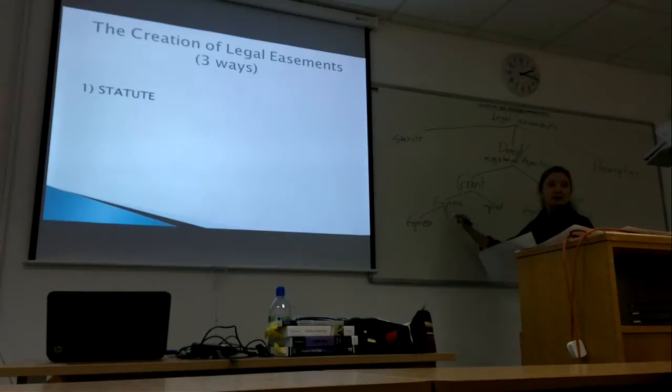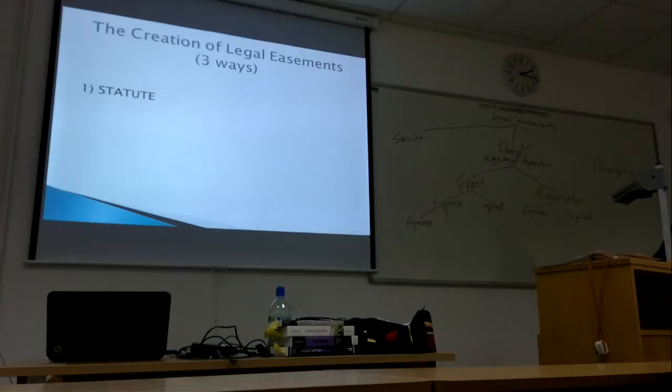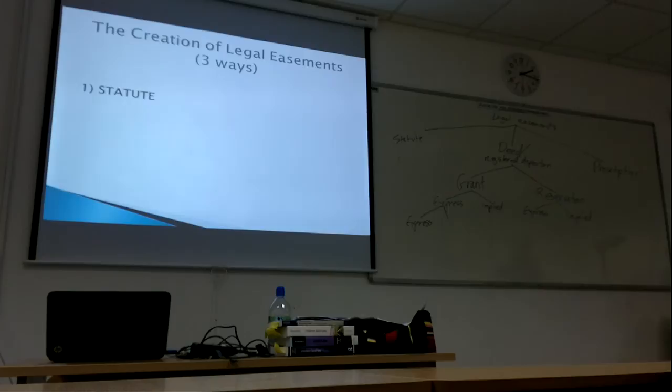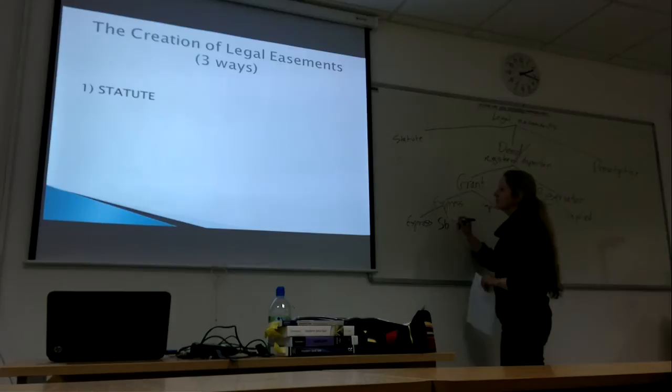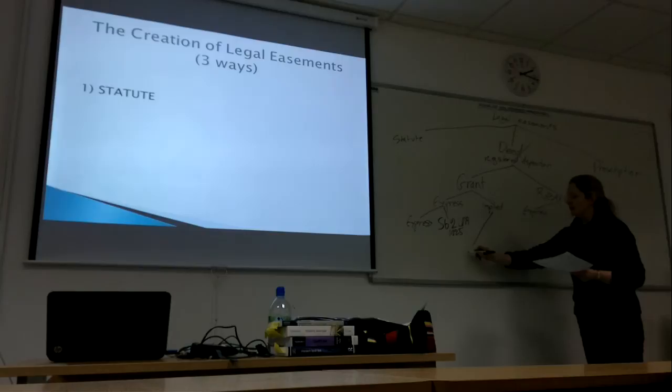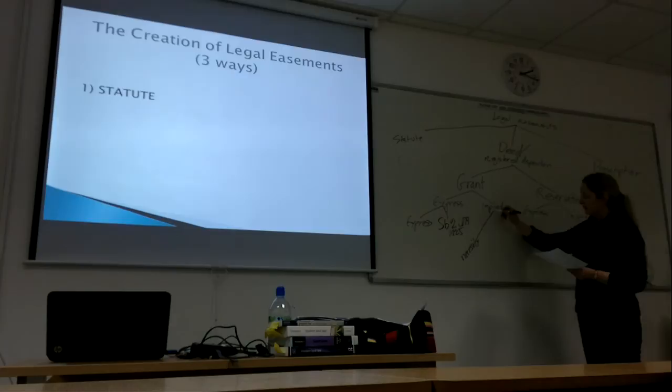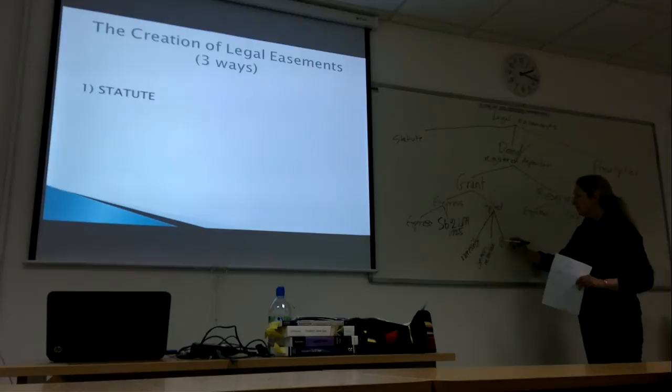Now, this is the controversy that I'm going to come back to in a minute. It's section 62 of the Law of Property Act 1925. Then the implied grant is necessity. Common intention. And then what's known as the rule in Wheeldon v Burrows, which I'll come back to.